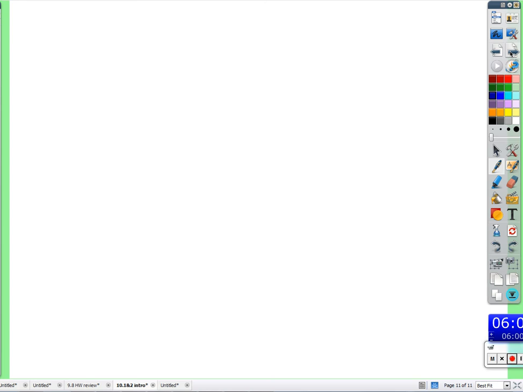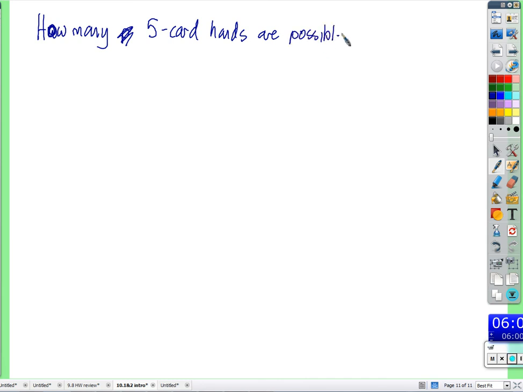Let's use a pretty classic example. It would be cards, picking stuff out of a group. How many possibilities, or let's just say, how many five card hands are possible? We're choosing some. How many are we choosing? Five. Out of how many? 52, because there's 52 in a deck of cards.